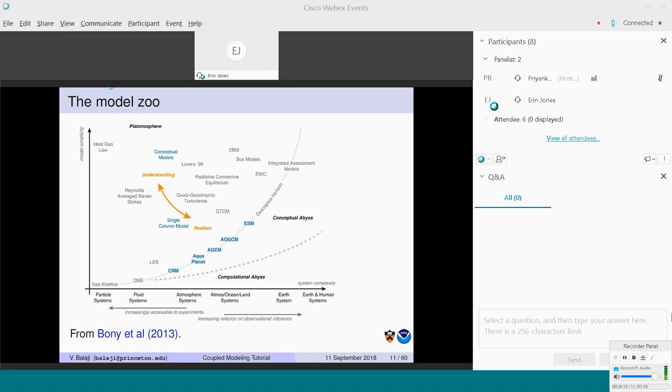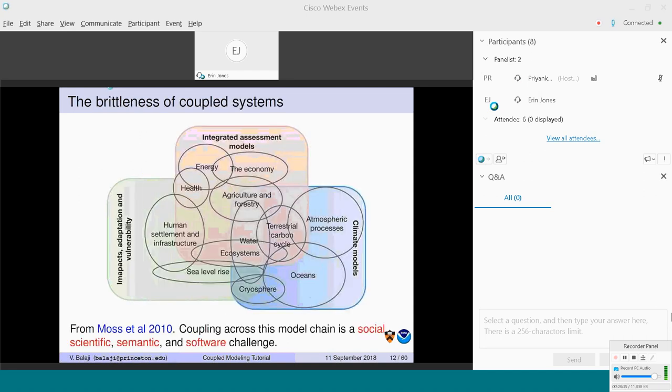So you have a whole slew of different kinds of models. Many of them involve coupling between different subsystems that come from very different fields. And this overall thing is the problem we are trying to solve in coupled modeling. And the coupled systems can be what I call brittle. Many systems don't work well with each other. We are mostly over here in the blue part, planet models.